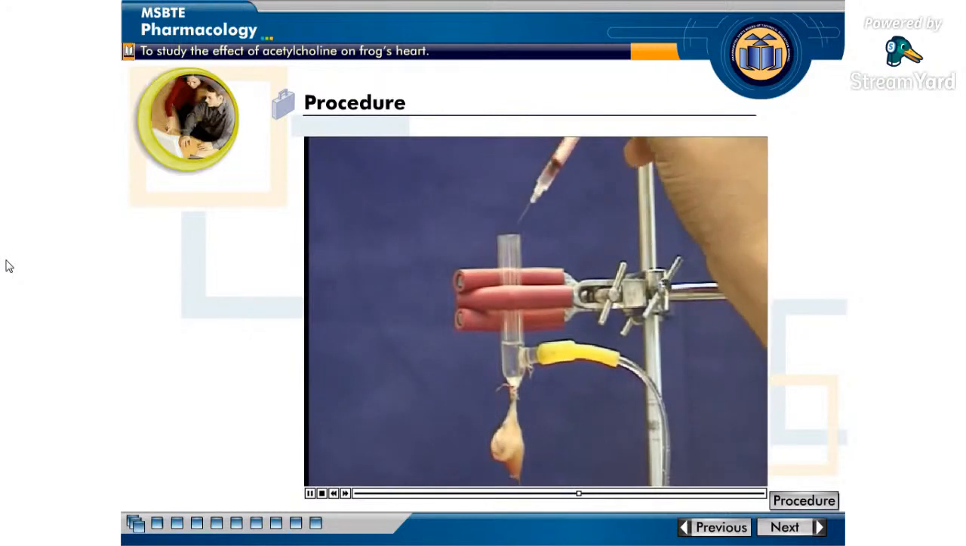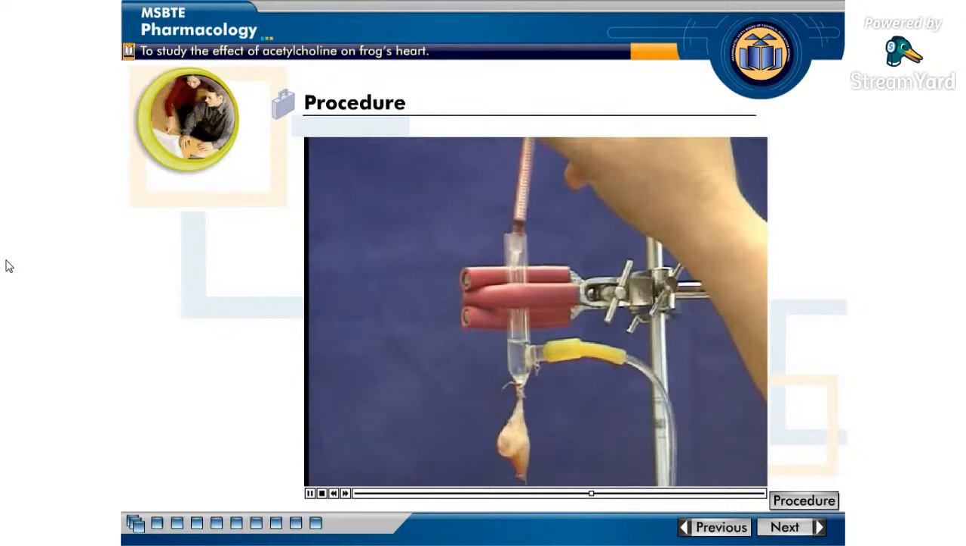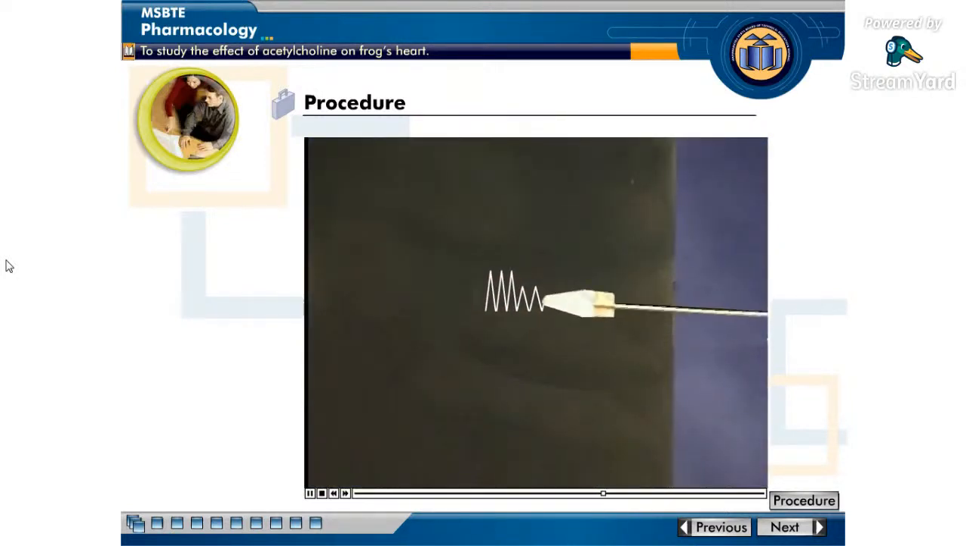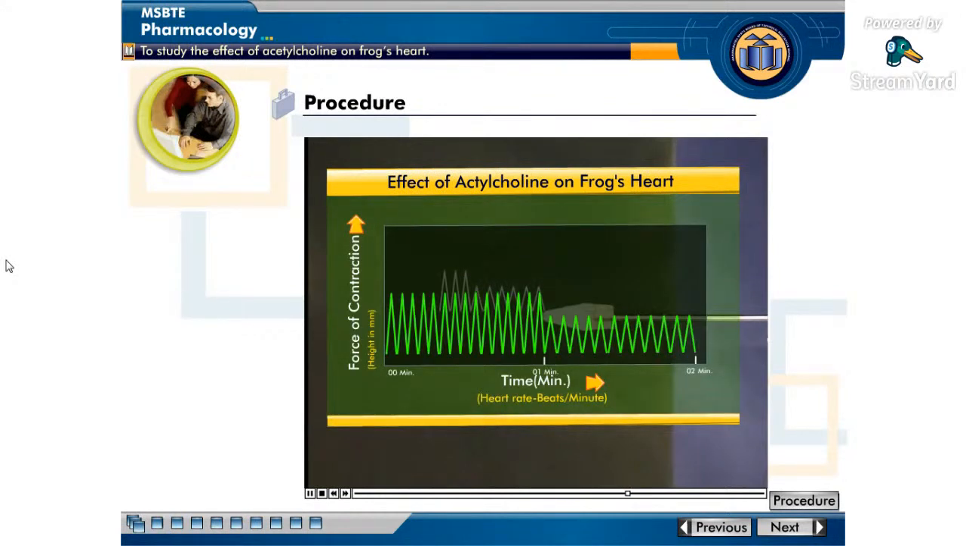Now, stop the drum, inject 0.1 ml of acetylcholine solution into the cannula. Start the drum immediately and record the response of heart on the smoked paper for 1 minute again. You can see that the rate of contraction and force of contraction of heart reduces due to acetylcholine. Also observe the rhythmicity and tone of contraction.